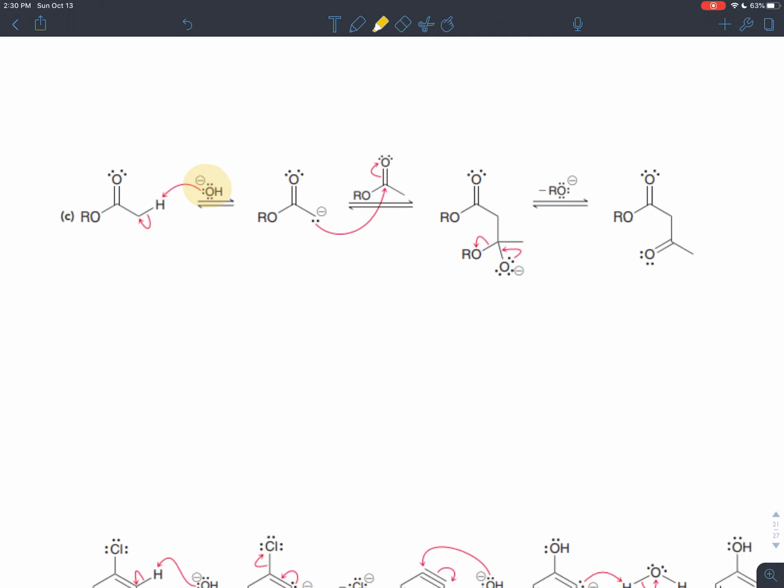In C, we have a nucleophile, a negative charge with lone pairs, attacking an electrophile. The electrophile is hydrogen, so that is a proton transfer. In the second step, we have a nucleophile attacking an electrophile. The electrophile is not hydrogen, so that is nucleophilic attack.